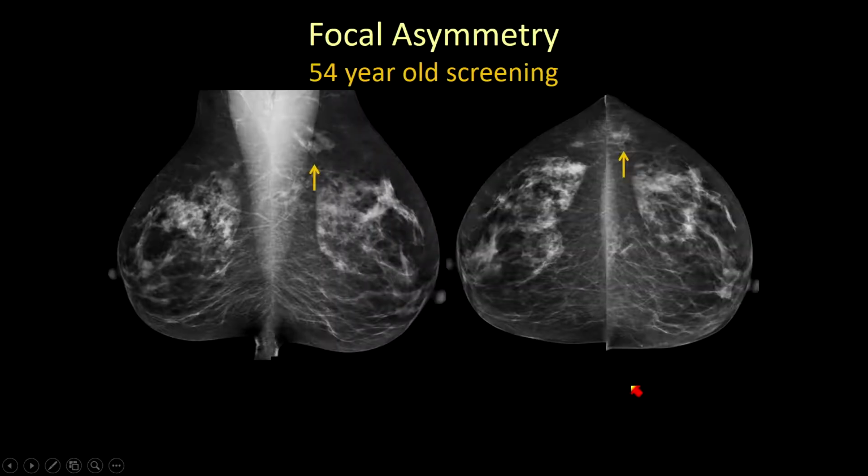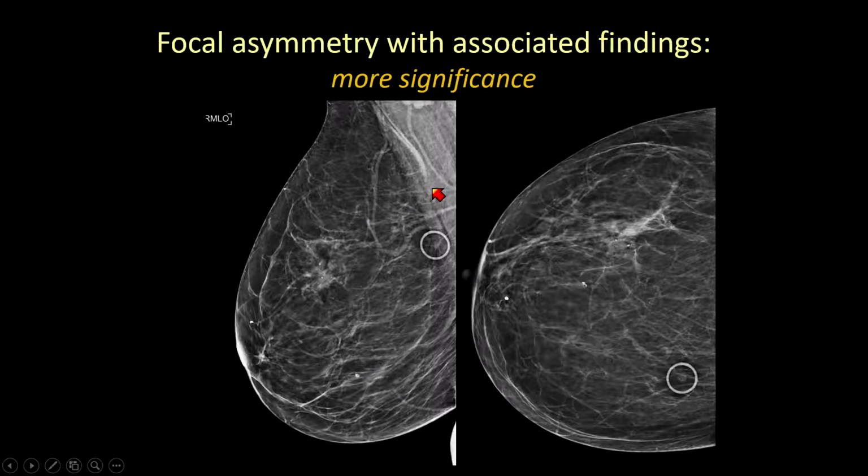Similarly, this 54-year-old has a focal asymmetry indicated by the arrow, stable for many years. You'll note that it has concave margins along some of its aspect, and it's interspersed with fat, so just a benign finding. However, when these focal asymmetries have associated findings, as this example does here in the arrow, it has more significance. This patient has the suggestion of some distortion in this focal asymmetry, as well as some punctate calcifications, and this was a malignancy.